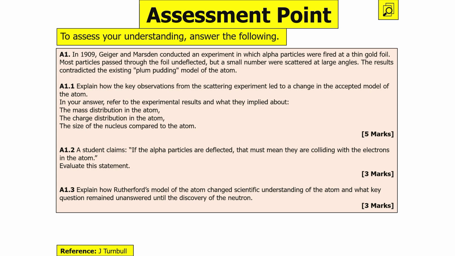In your answer, refer to the experimental results and what they implied about the mass distribution in the atom, the charge distribution in the atom, and the size of the nucleus compared to the atom. A student claims if the alpha particles are deflected, they must be colliding with electrons in the atom. Evaluate this statement. Then explain how the Rutherford model of the atom changed scientific understanding of the atom and what key questions remain unanswered until the discovery of the neutron. So pause the video now and then unpause the video when you want to go through your answer.